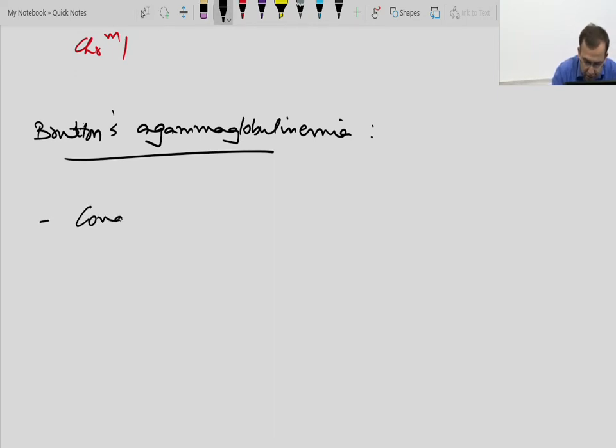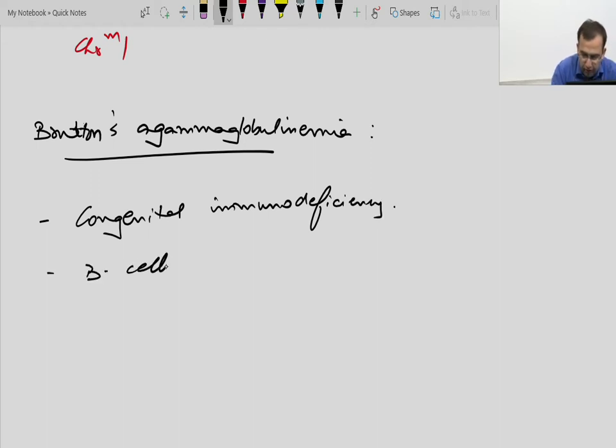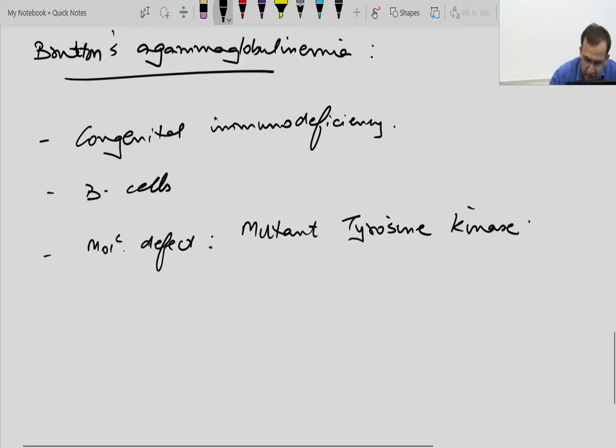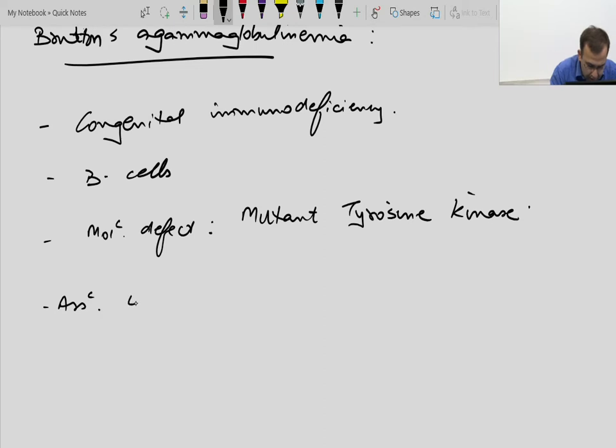Bruton's agammaglobulinemia is a congenital immunodeficiency of the B cells. Next point, what happens in this? What is the molecular defect? The molecular defect is mutant tyrosine kinase. As a result, it is associated with absence of B cells.